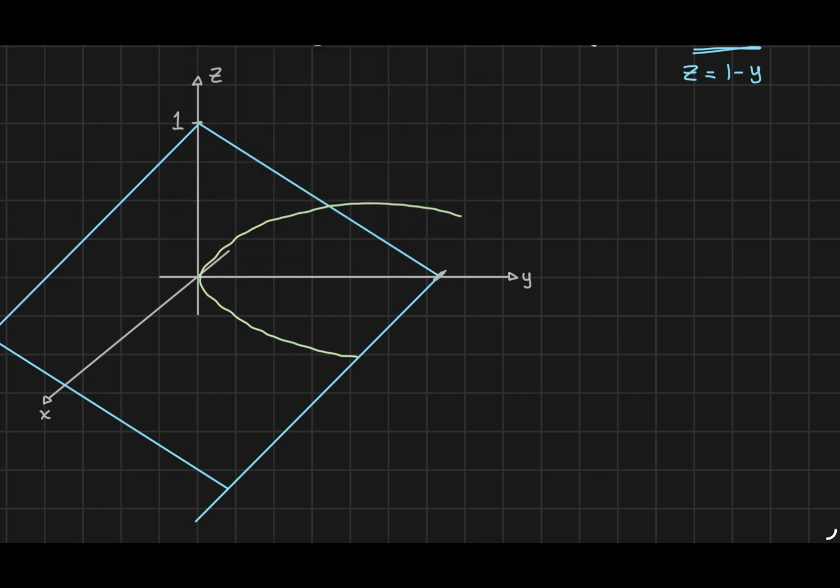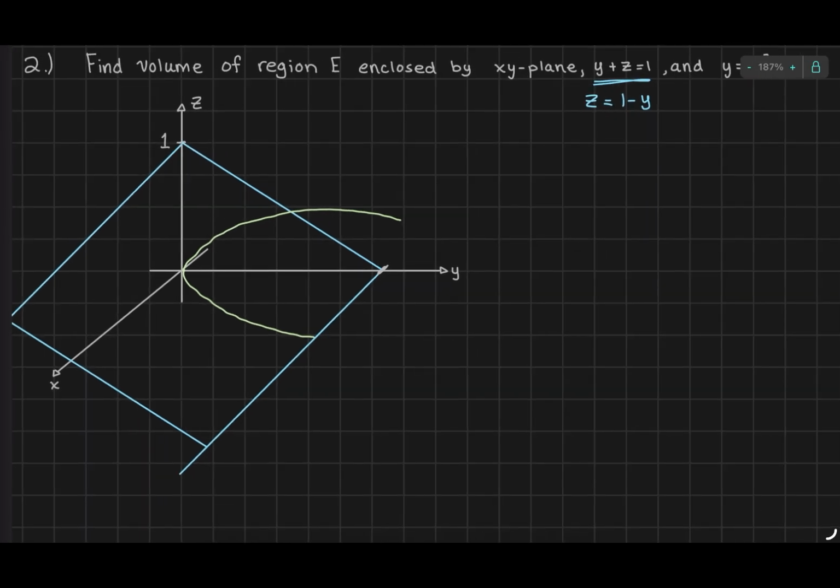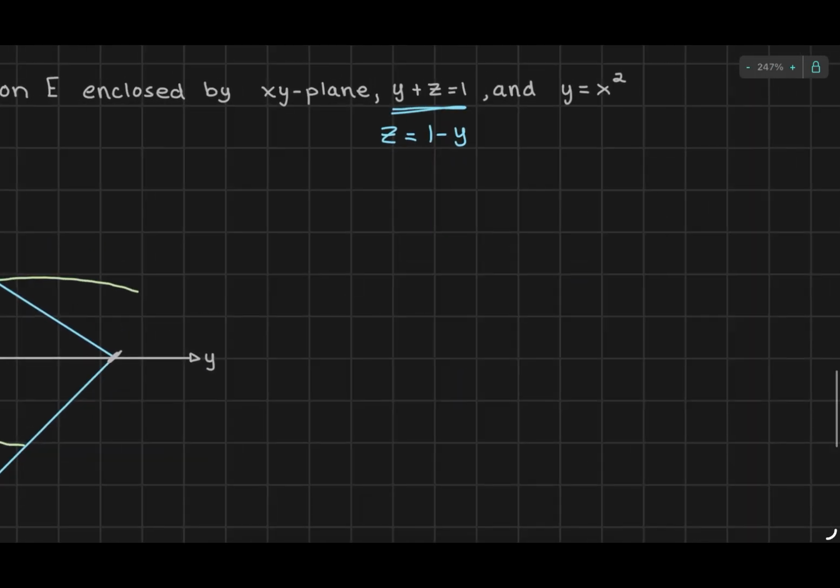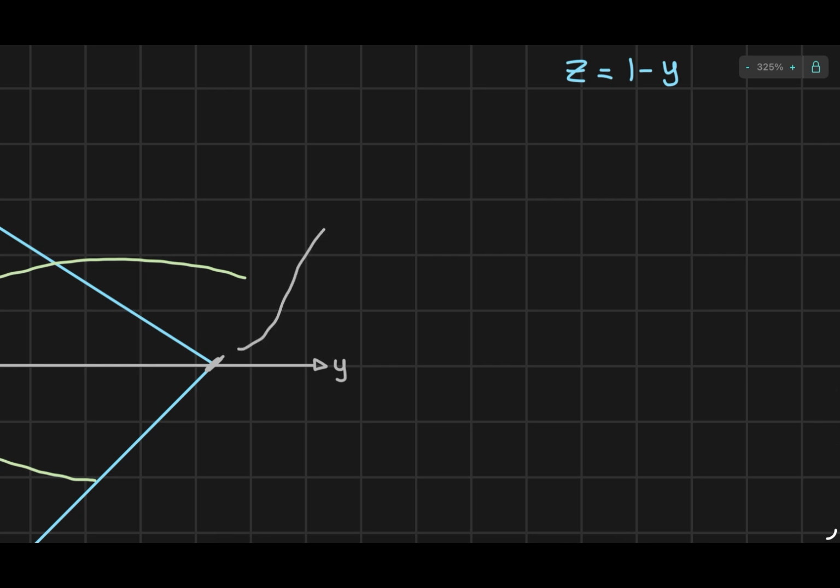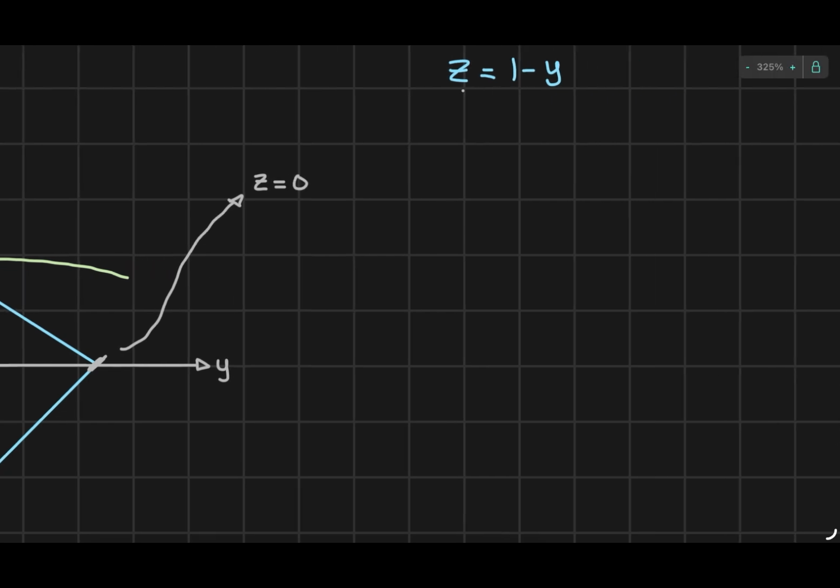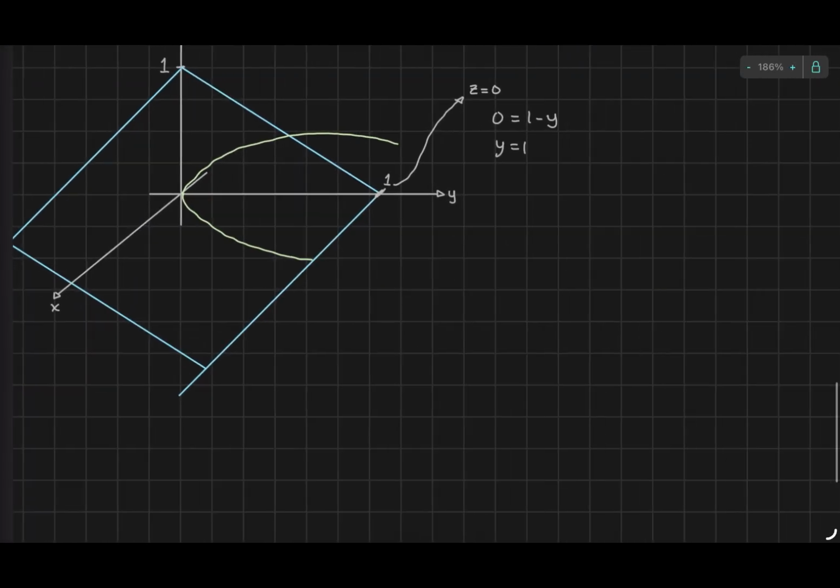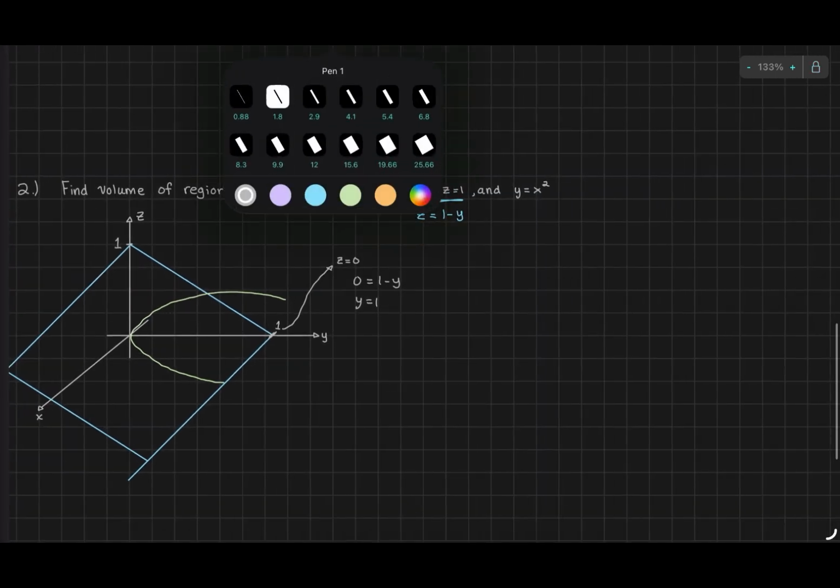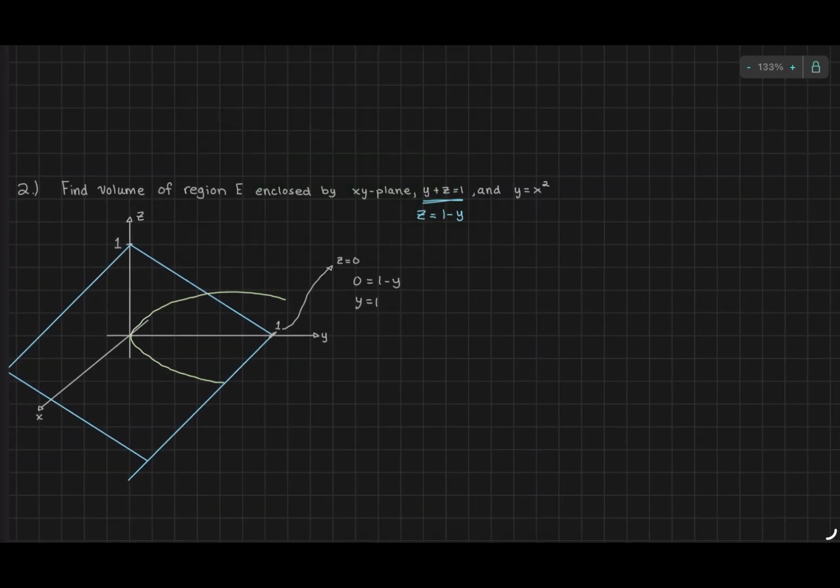Well, when our z is equal to 0, let's just go ahead and solve for that right here. This is when we're on the xy plane, z is equal to 0. Let's just plug that into this equation right here. Then we're going to have 0 is equal to 1 minus y. Add that y, so this is going to be y is equal to 1. Okay.